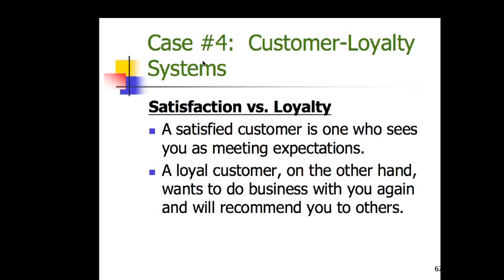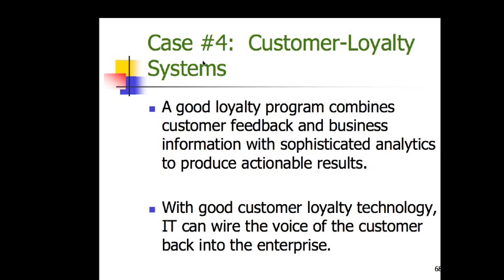So you can use IT to improve the quality of customer service, satisfaction, loyalty programs, keeping track of your customer. Sometimes just somebody knowing who you are as a customer is a benefit, which is why companies like Amazon, if you're logged in, will say, welcome back, Barbara. Last time you bought this, this, and this. Guess what? We have a new version of it now.